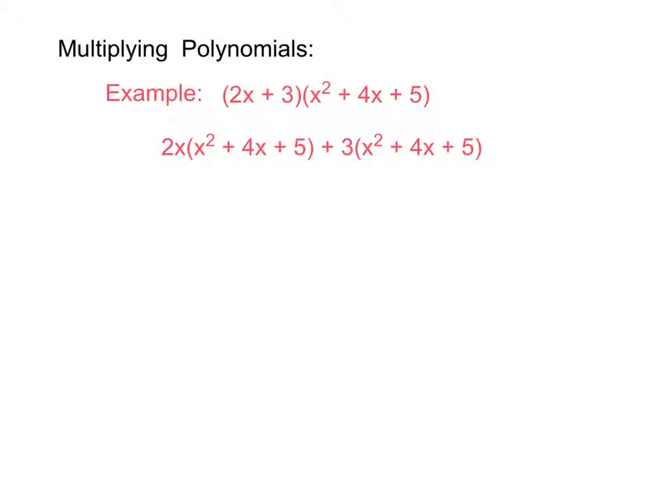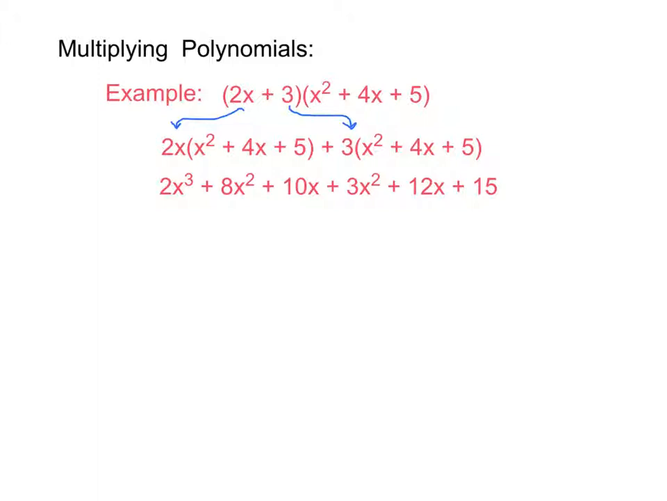We would initially take 2x here, and we would multiply it by the entire x squared plus 4x plus 5. Then we take the 3 and also multiply that times the x squared plus 4x plus 5. Now we would look to combine like terms.